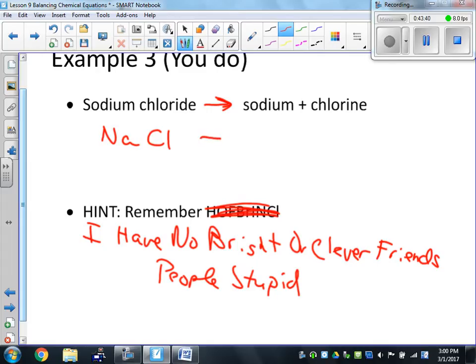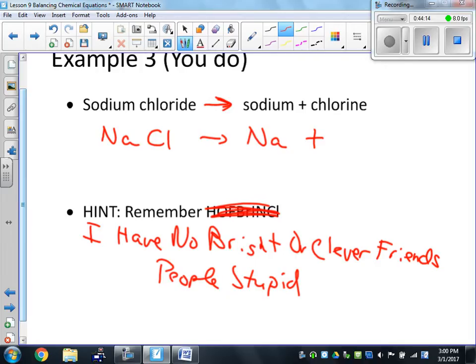I'm making sodium and chlorine. Do you know what this is called? What am I actually doing here? I'm taking an ionic compound and breaking it down into its elements. What would we call that, do you think? Any idea? No? How about this? Decomposition. So we are decomposing sodium chloride into its elements, basically.